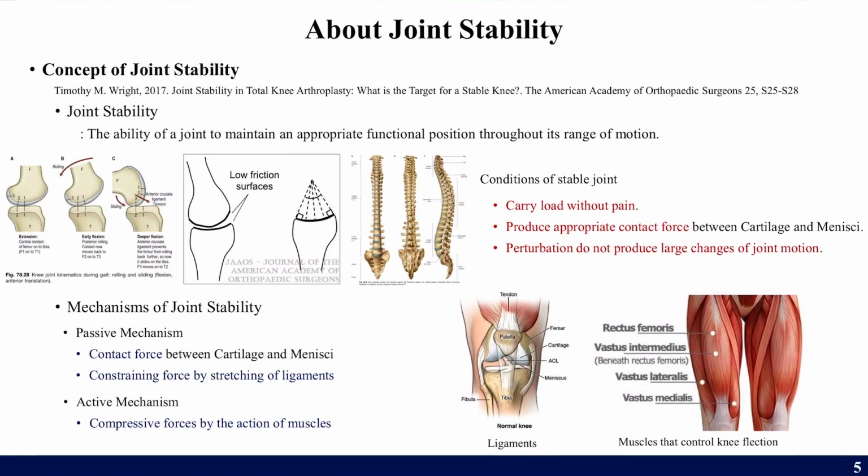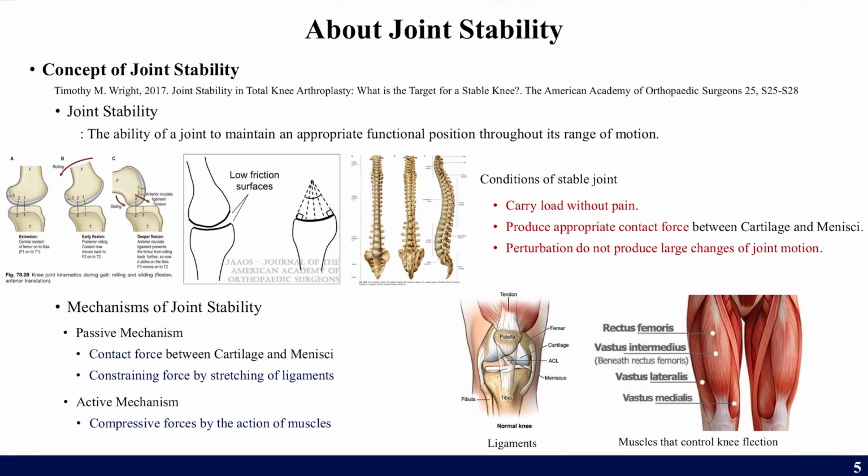And then what is the joint stability? The definition of the joint stability is its ability to produce the appropriate functional position throughout its range of the motion. There are three conditions of the stable joint. The one is the joint should carry the load without any pain. And second is the joint should produce appropriate contact force. This is also called the reaction force. And the third one is the little change should not produce the large changes of the joint motion.